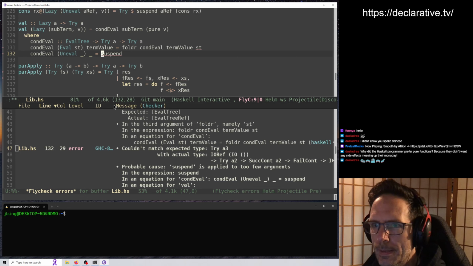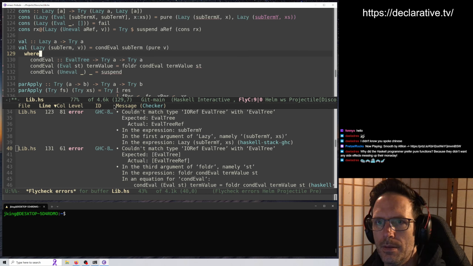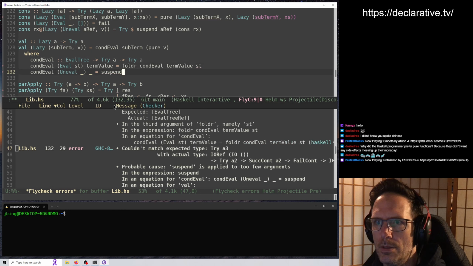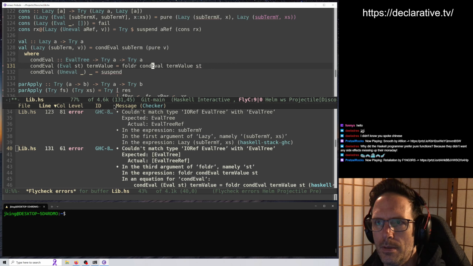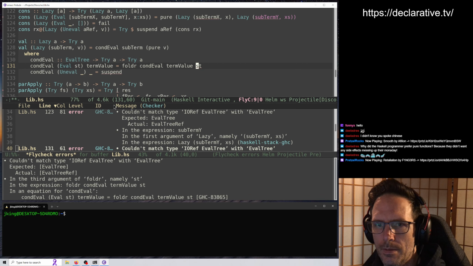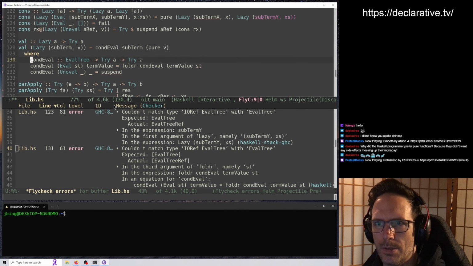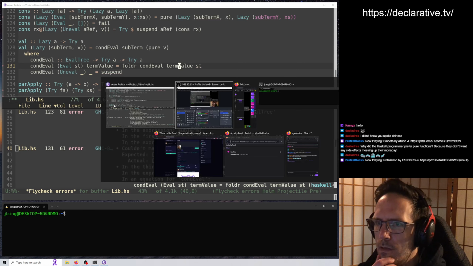Okay, and here we expected eval tree. We're getting eval tree refs from suspend. Because of condeval? Condeval, maybe. That's a recursive call. Who's demanding this?